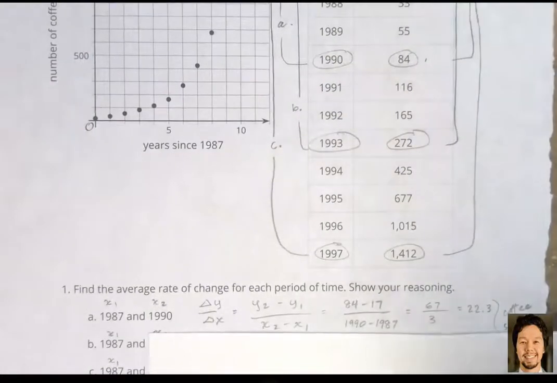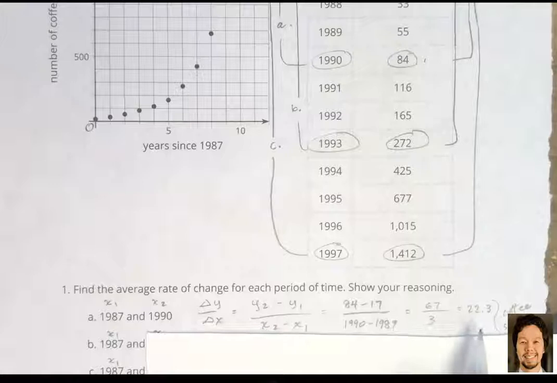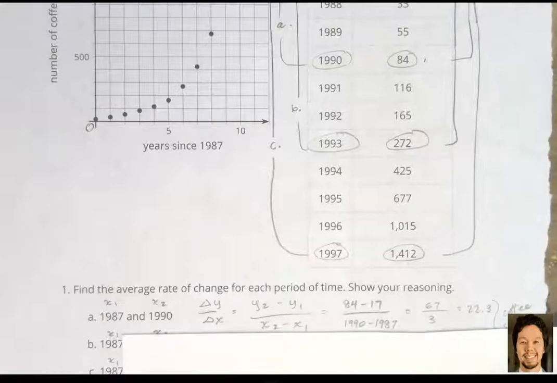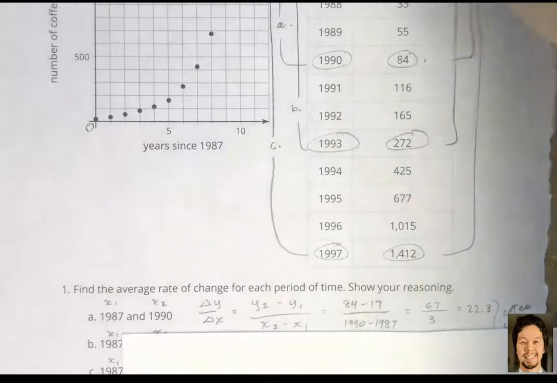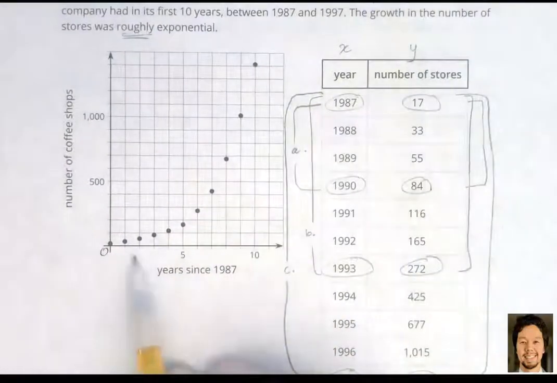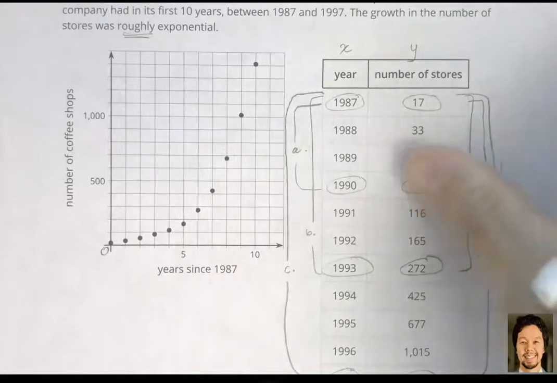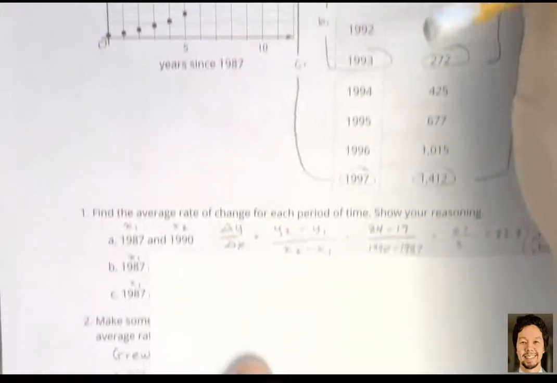So the math should be pretty simple. It's 67 divided by 3. So the average rate of change is 22.3 coffee shops per year. So you're basically saying early on, between 1987 and 1990, the coffee shops are growing at a rate of 22.3 coffee shops per year.